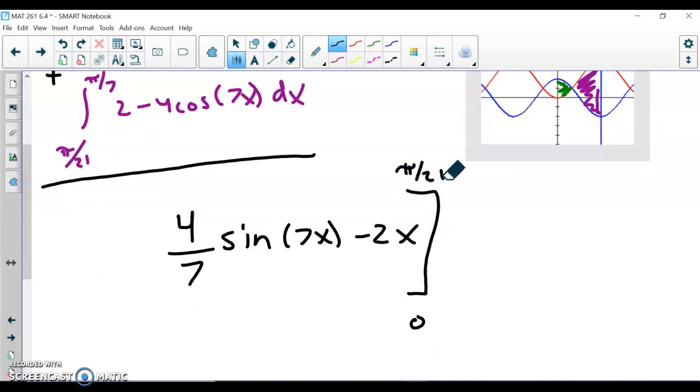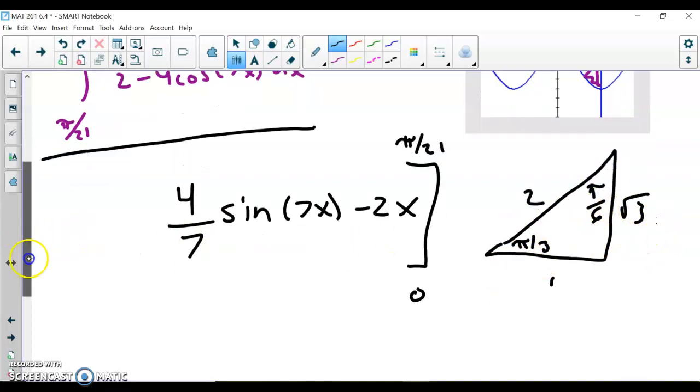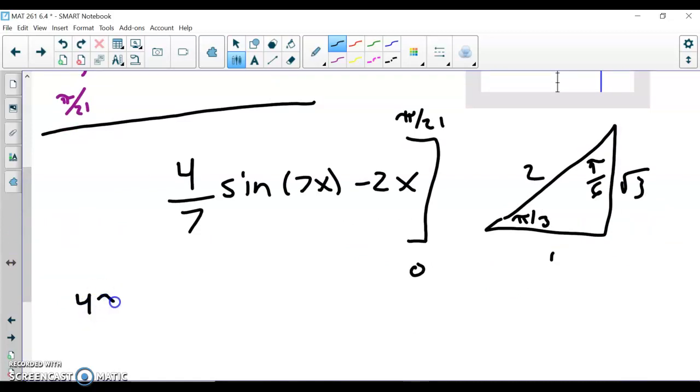So if you plug that in, we've got sine, that'll end up being pi over 3. And remember, if we're talking pi over 3, this is pi over 6. This is 1, 2, root 3. So sine is the opposite over the hypotenuse, so root 3 over 2. So this will be 4 root 3.